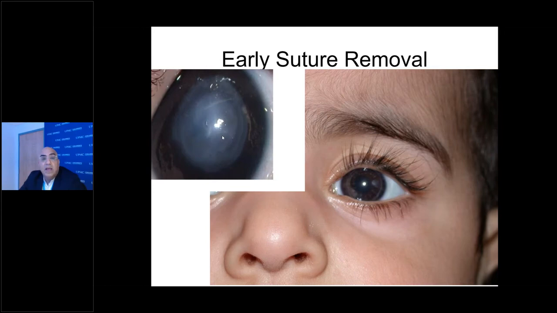Okay. Early suture removal. This is a baby who had all the sutures removed at 6 weeks, and it's a nice clear cornea. This is a child who got loose sutures. Unfortunately, the parents couldn't get back to me soon enough, and the local doctor didn't recognize, understandably, because he or she was not an expert in infant corneal transplants, that the sutures had to come out quickly. And the child started to get a rejection.